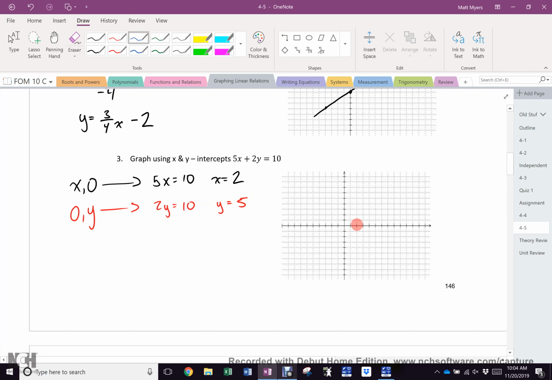What's the slope? What's the slope? Pardon me? Almost. What's the slope here? Negative 5 over 2. Rise, run. Okay?